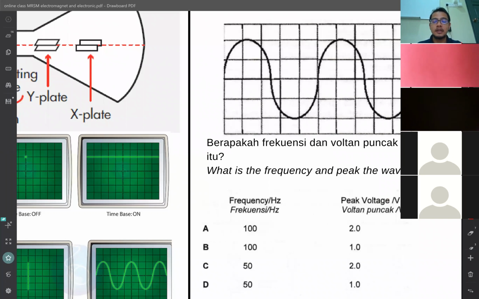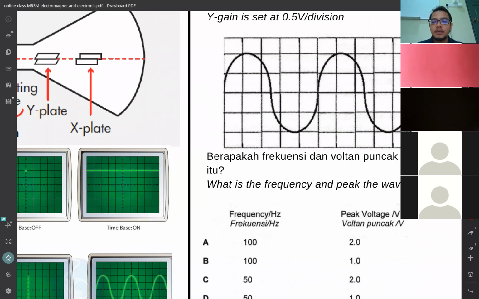Okay, alternating current or direct current, and is the time base on or off for this output? Okay, it's alternating current and on. Okay, nice, good. What is the frequency and the peak voltage?